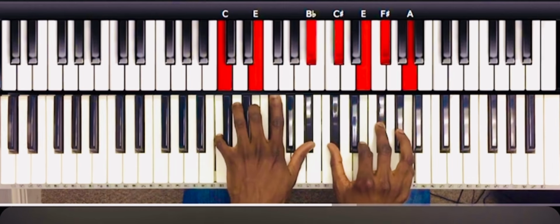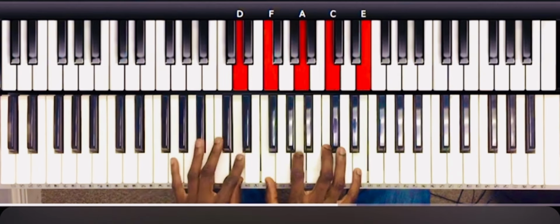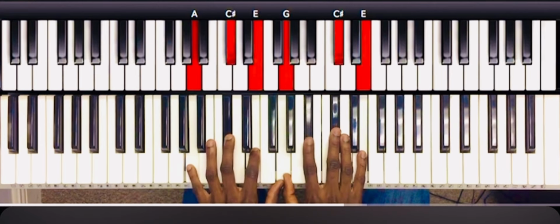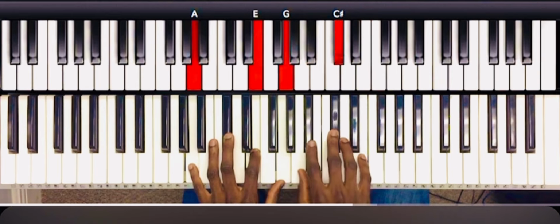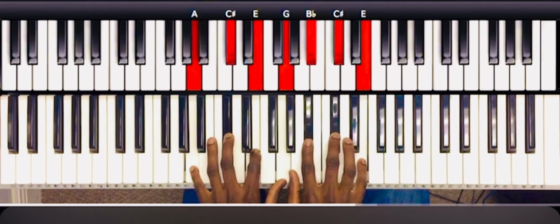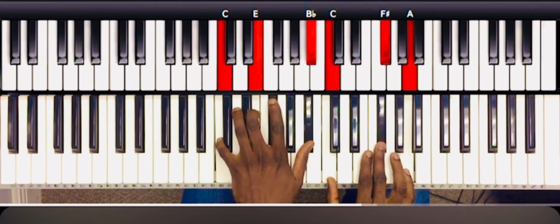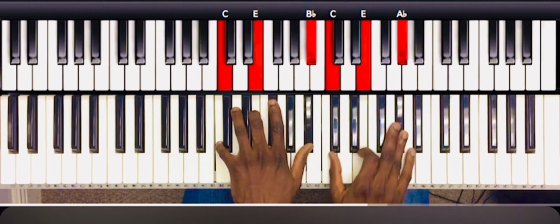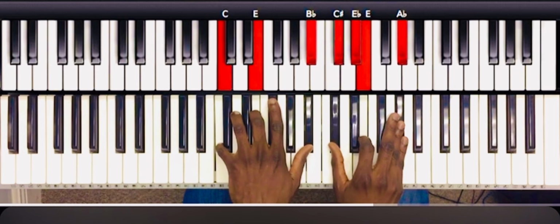See? It is a flat 9. See? The 9th, you flatten it. Let's go back to C. Sharp 11. Same way we have sharp 11, we can also have a flat 13. We can also either flatten the 9 or sharpen the 9.